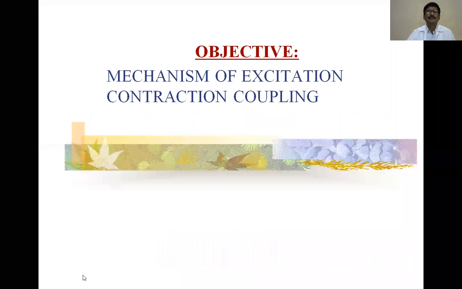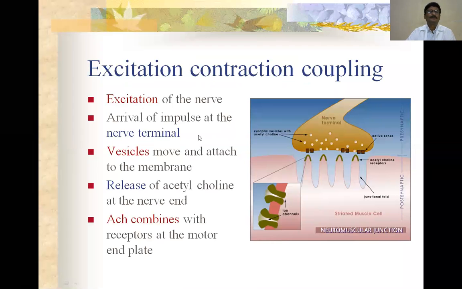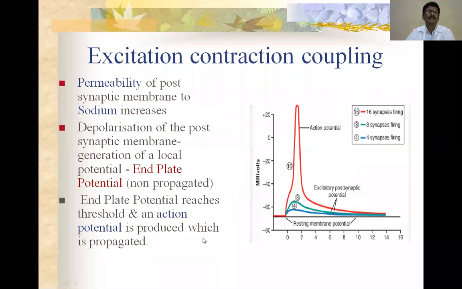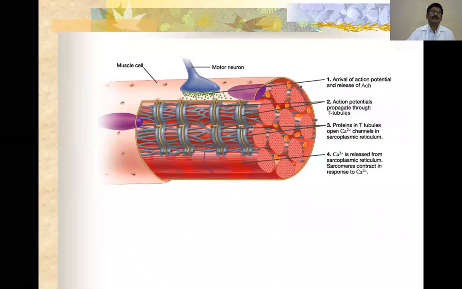So here we want to see the mechanism of EC coupling. What is the mechanism? Once again, we go back to the neuromuscular junction. The nerve impulse arrives, vesicles move, attach to the membrane and release ACh, which combines with the receptor and causes the EPP. Later, the action potential is propagated along the sarcolemma, and it also moves into the T tubules.